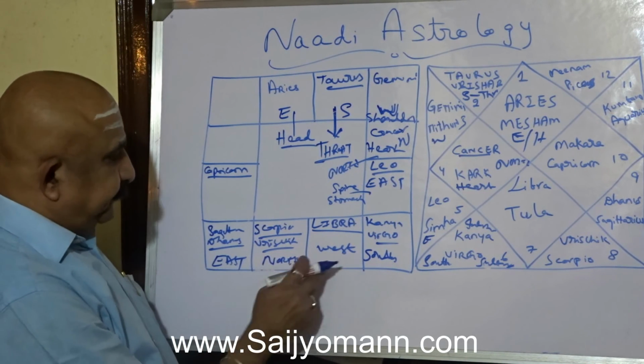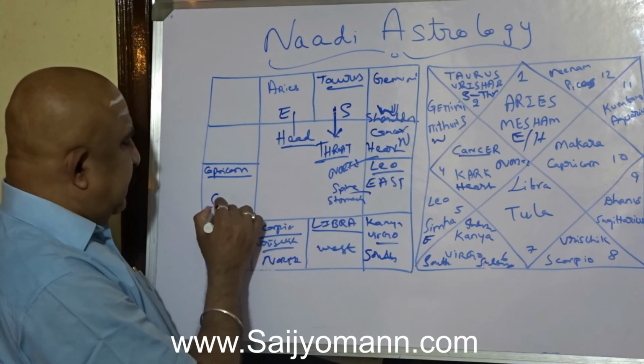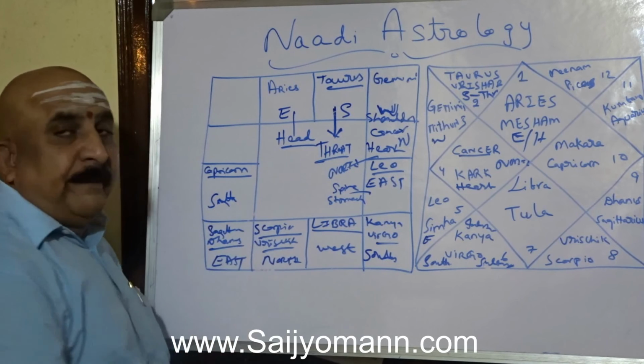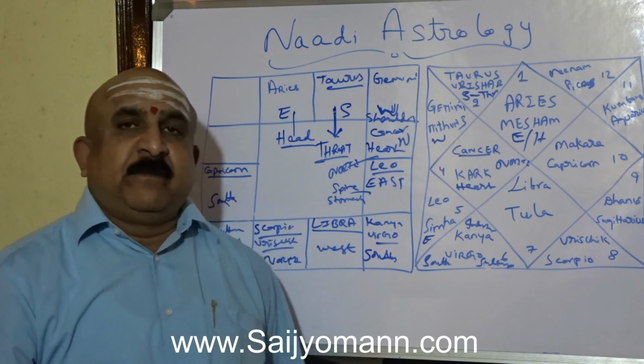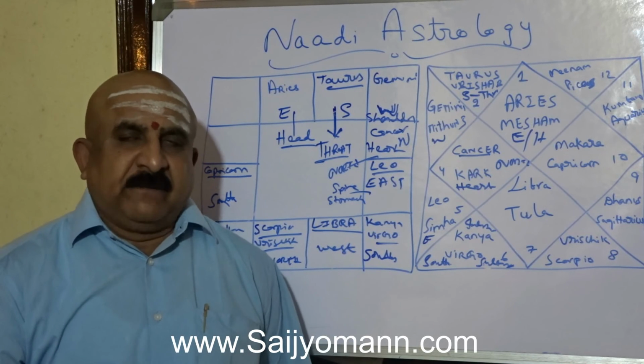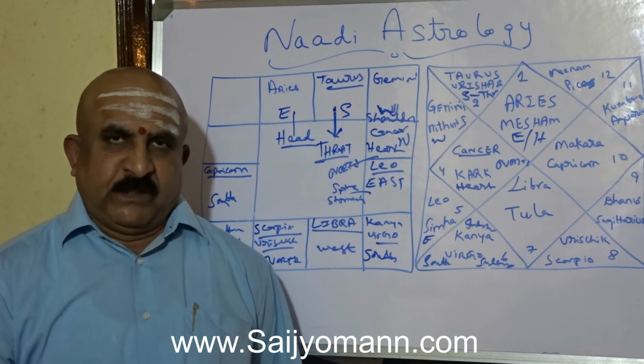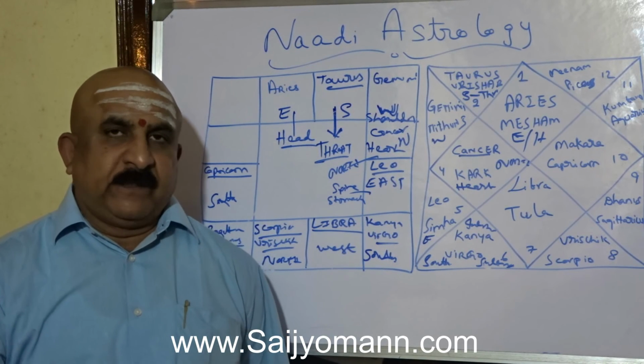East, south, west, north. East, south. This is the direction south. Parts of the body: the kneecaps. If at all you find a malefic, be sure that the kneecap will be damaged. If you find Ketu, definitely there will be a rod.